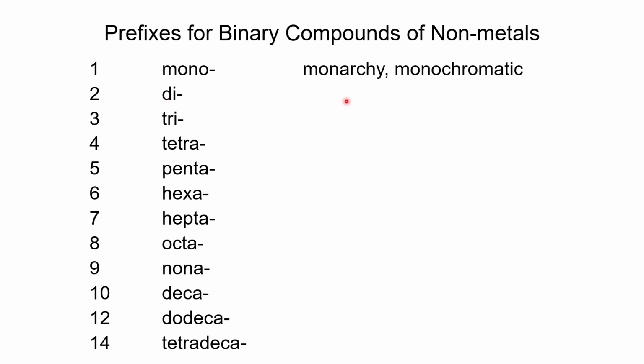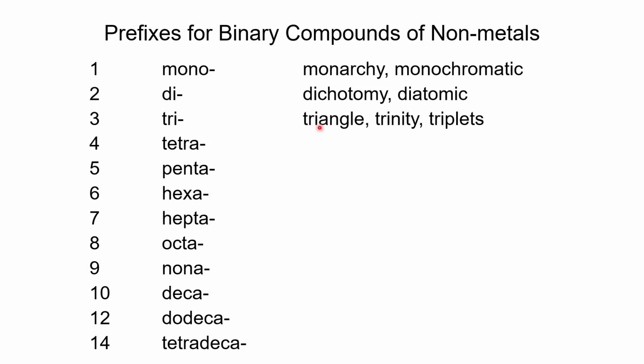Di means two. So dichotomy is something split in two. Diatomic is when we have two atoms in a molecule. I picked out a chemistry thing there. Tri, we see this one all over the place. Triangle has three angles. Trinity has three parts. Triplets, of course, there are three of them. Tetra, tetrad is something in four parts. A tetrahedron is a four-sided polyhedron.